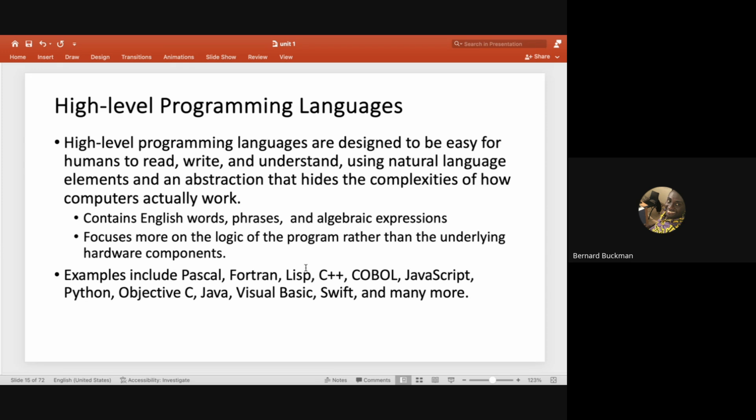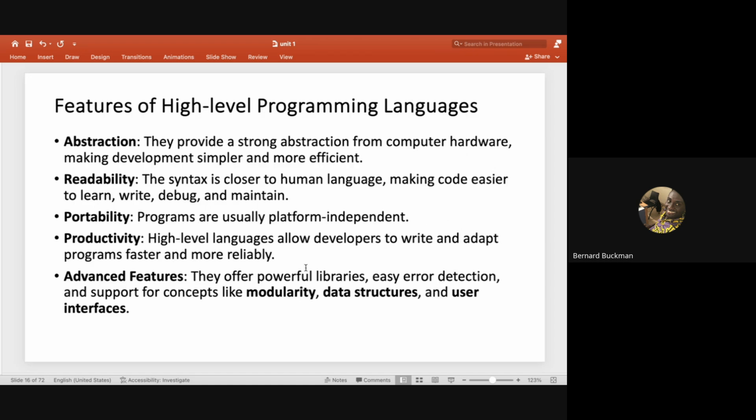So examples of high-level programming languages include what? Fortran, Pascal, Lisp, C++, JavaScript, Java, Objective-C, C, Visual Basic, and all of those simple programming languages that you've heard of. HTML and CSS are also examples of high-level programming. Now, why do we call them high-level? Because they have certain features. One of those features is called abstraction. Abstraction means that you hide something complex, or make it appear as simple as possible.